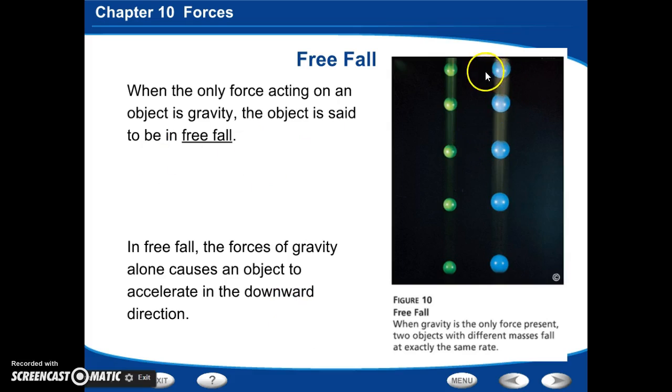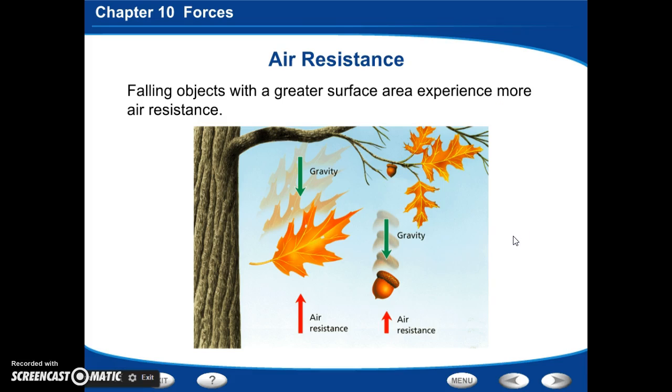During free fall, gravity is the only thing working on the object, meaning that this happens in a vacuum. There's no air resistance. So two things that may have fallen at different rates before now will fall and hit the ground at the exact same rate because there's no air resistance working on them. So air resistance, what is it? It's the upward force that works in opposition to gravity.